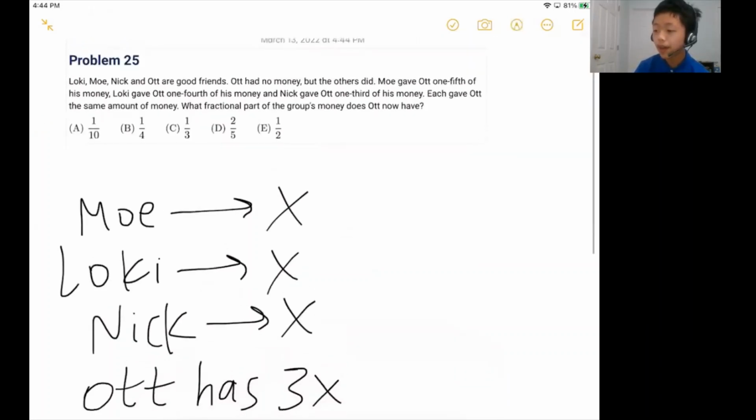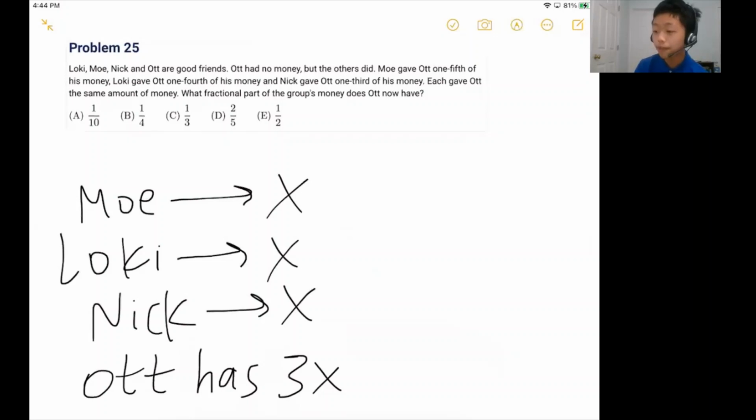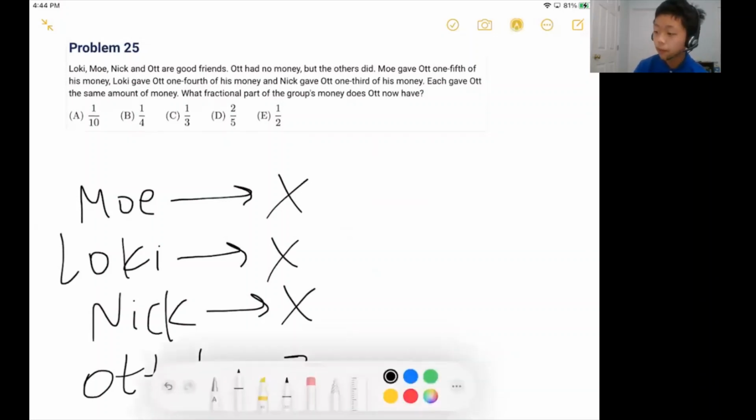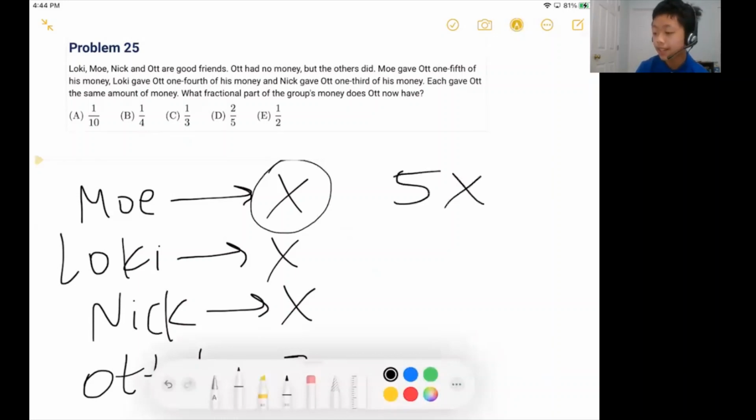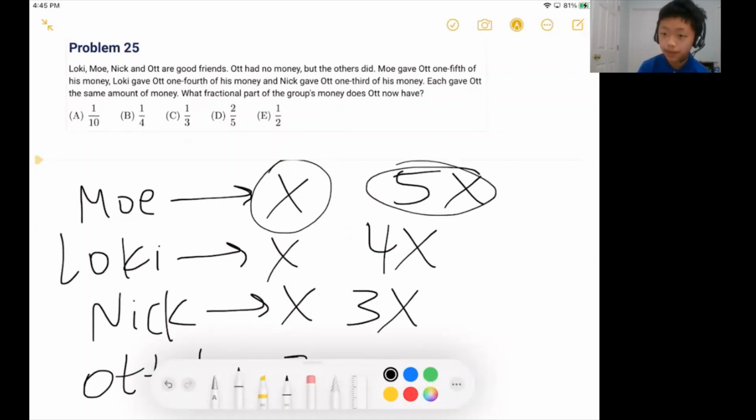And we know that Mo gave away 1/5 of his money, right? So if 1/5 of his money is X, the total amount of money he has is 5X. And if Loki gave away 1/4 of his money, the total amount he had must have been 4X. And if Nick gave away 1/3 of his money, the total amount he must have had was 3X.